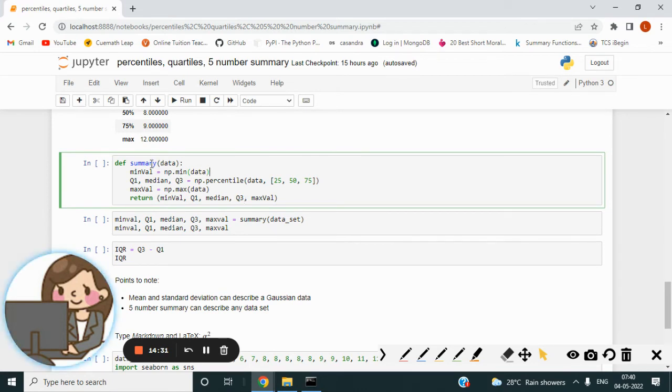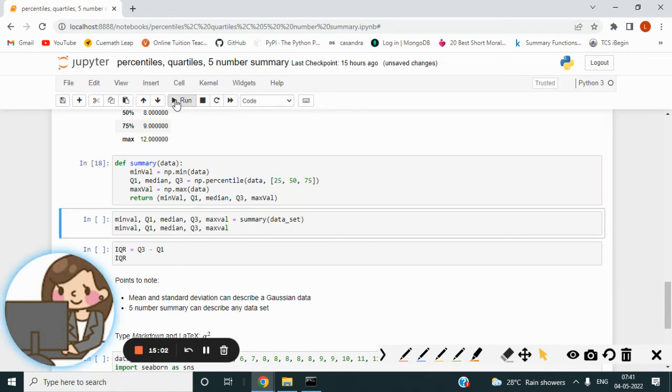what I have done is I have created a function over here, and I'm passing data to it. I'm finding the mean value. We can find it using the NumPy library, right? Then I am finding the percentile. How can I find the percentile? I can ask NumPy to get me the 25th percentile, the 50th percentile, and the 75th percentile. The 50th percentile obviously will become the median, and the other two will become Q1 and Q3, right? Then I am finding the max using NumPy again, and I'm returning all these values over here. Okay, so let us just execute this.